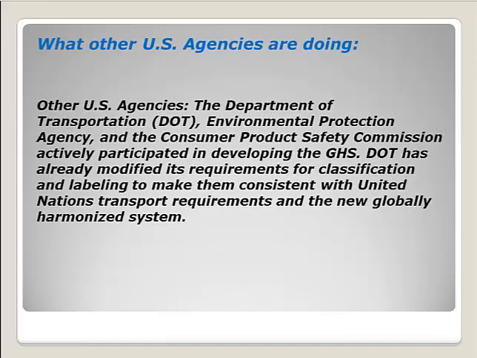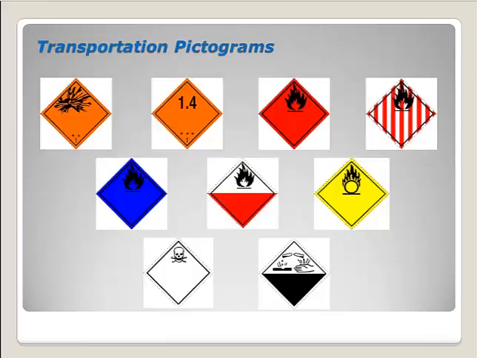Now, other agencies were also involved in a lot of these, and we will review some of those as well. In particular, the Department of Transportation, EPA, or Environmental Protection Agency, and the Consumer Product Safety Commission all participated in this global harmonization. Some of the changes that came out from other agencies include the Department of Transportation. You'll see the pictograms have changed, and you will begin seeing them on shipping containers going forward for the Department of Transportation.